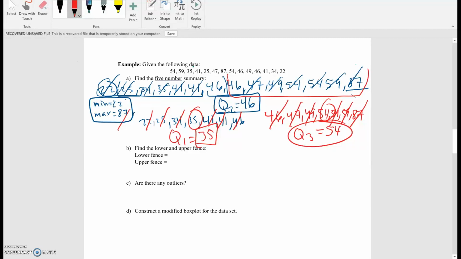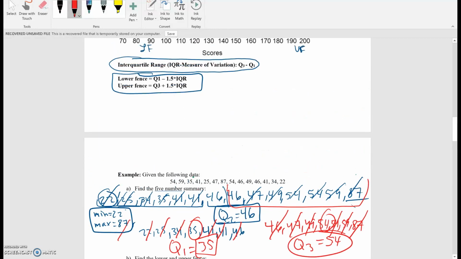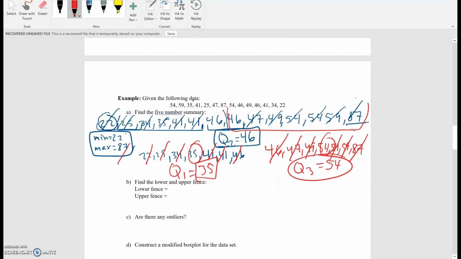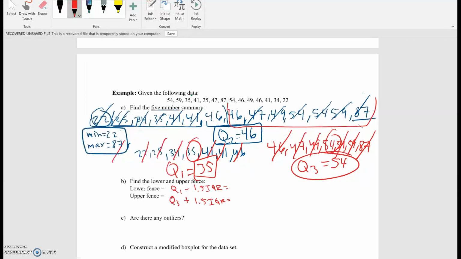Now that we have our five-number summary, the next step is to find my lower and upper fences. If we go back up, here are the formulas for the lower and upper fence. My lower fence is going to be Q1 minus 1.5 times the IQR, and then my upper fence is going to be Q3 plus 1.5 times the IQR. That's what both of these are going to be.